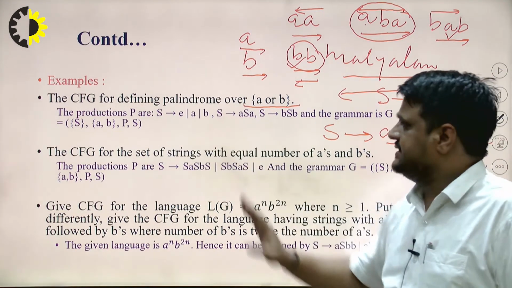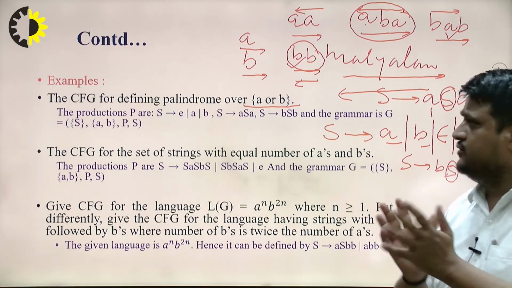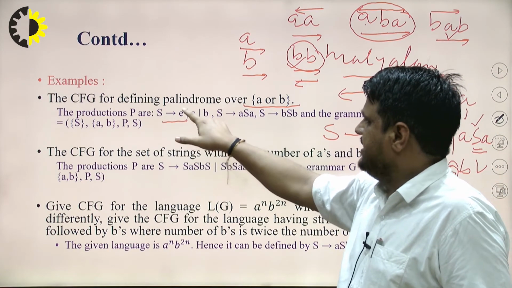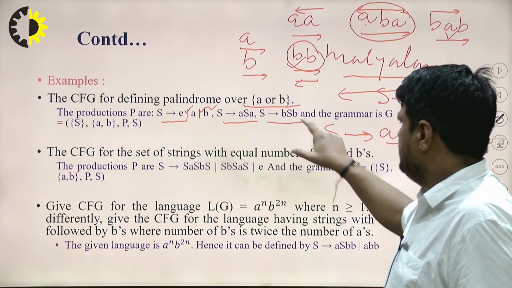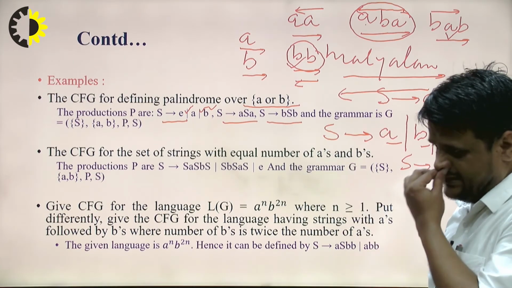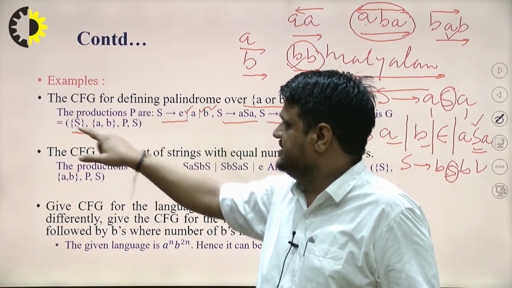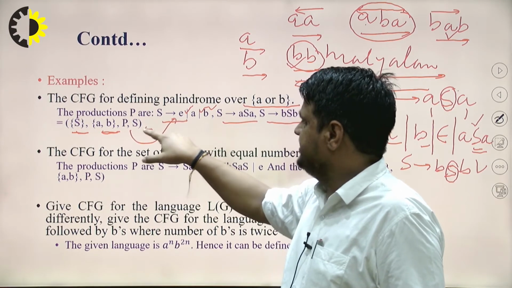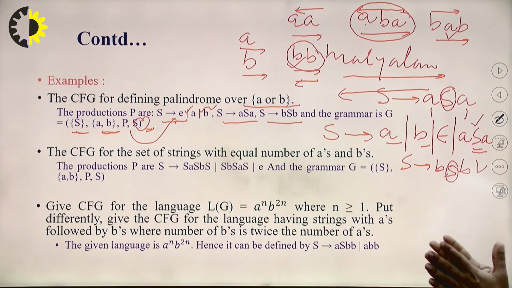So you can see the productions for the context free grammar to generate the palindrome over AB will be S tends to epsilon, A, B, S tends to ASA, S tends to BSB. And if you describe it by the four tuples V, T, P, S, then S will be the only variable in this production, T will be A and B, P will be this one, and S will be the starting symbol, right? Now, we will move towards another example.